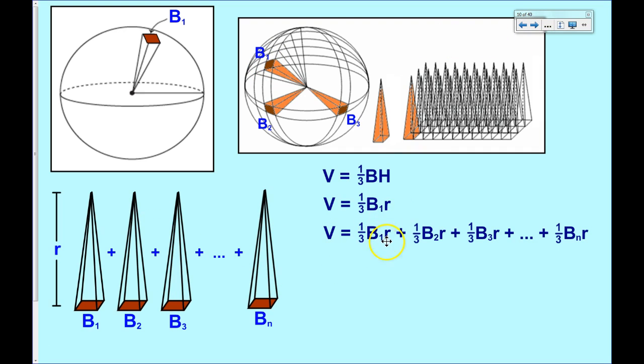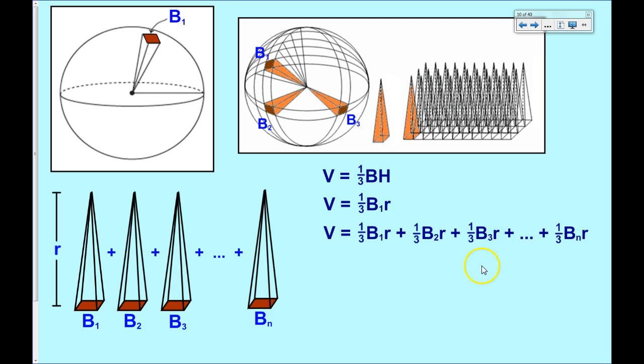So that's the volume of a pyramid, that's the volume of a pyramid, that's the volume of a pyramid. And we do that forever until we're done with all of our pyramids, which in this case would be n of them. So that goes on for a long, long time. But if you can handle that, take a look here. We got a factor of 1/3 and R in every single term.